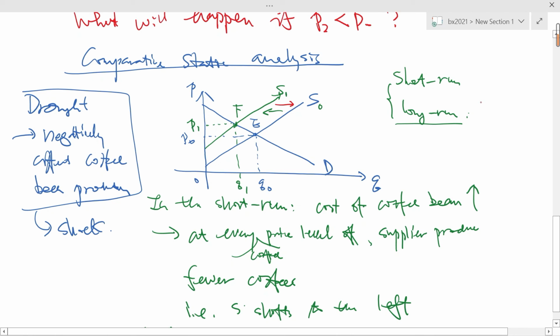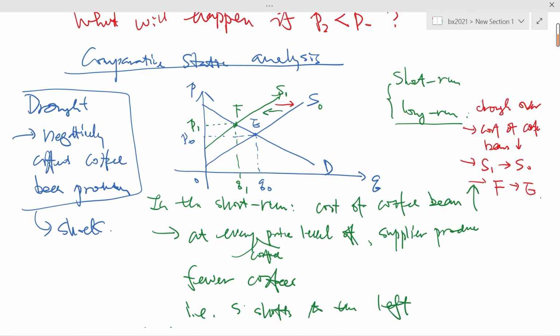So the drought is over, the cost of coffee beans reduces to the original levels. So the supply curve shifts from S1 to S0, and the equilibrium shifts from F back to E. So we get back to normal. Okay, so that's how we can use the supply and demand diagram to analyze what happens if there's a shock to the market.